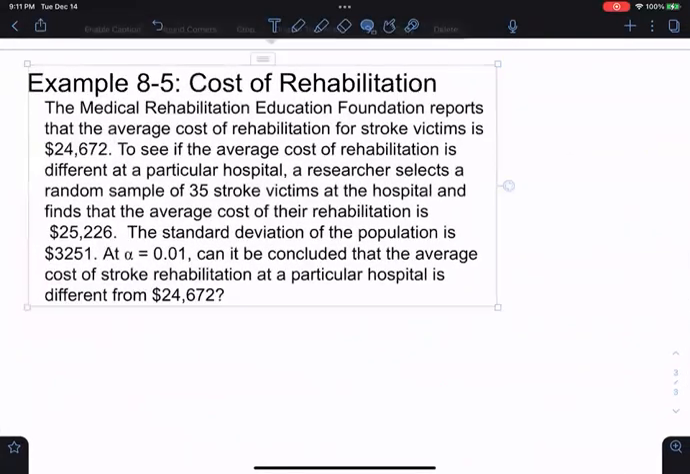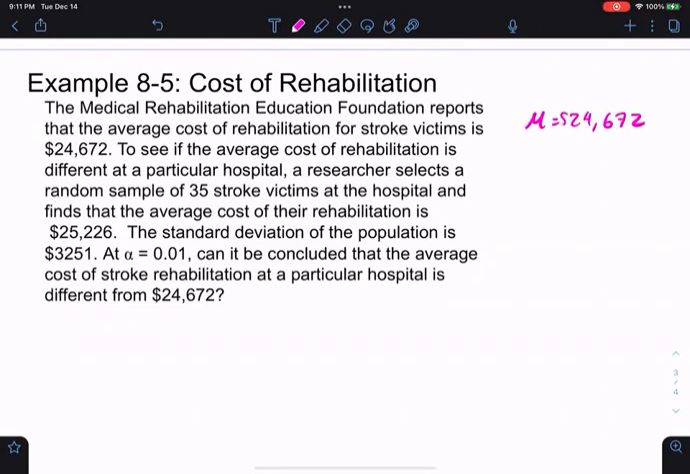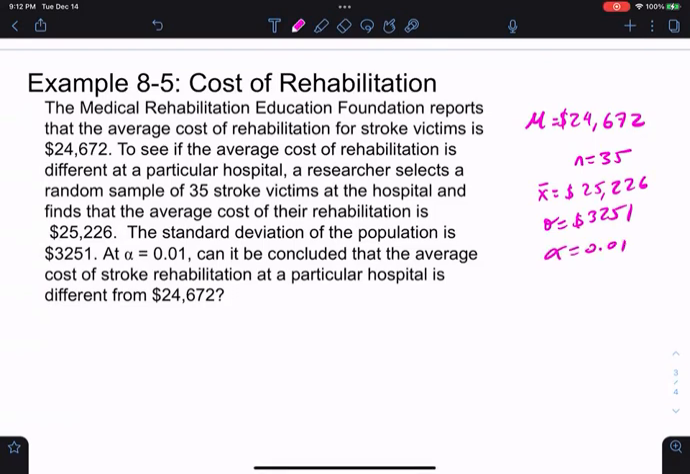Okay, so here the Medical Rehab Education Foundation reports that the average cost of rehab for stroke victims is this value, right? So the mean is 24,672. To see if the average cost of rehab is different at a particular hospital, a researcher selects a random sample of 35 stroke victims at the hospital and finds that the average cost of the rehab is 25,226. So this is the mean of that sample, right? Standard deviation of the population is 3,251. Alpha is 0.01.